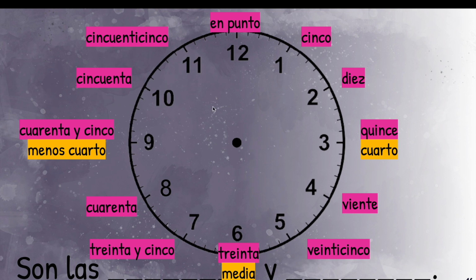So if the minute hand is here on the hour, you'd say en punto. If it's aquí, okay, obviamente vas a decir 1, 2, 3, 4, no, 5, 10, 15, we'll come back to this, 20, 25, 30, 35, 40, 45, 50, 55.